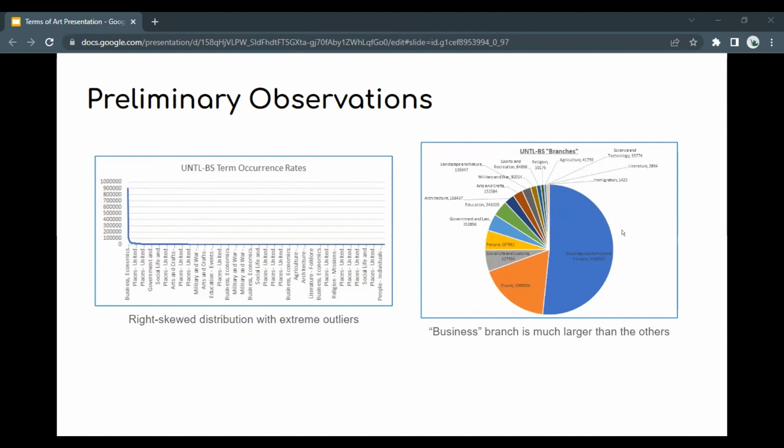but then there was a small handful that were used at an extremely high rate, over 100,000 times. And furthermore, because 4 of these extreme outliers came from the same main branch, the business, economics, and finance branch, that one part of the schema far surpassed all of the others in terms of size, which you can see on the pie graph on the right. It's more than half, that blue business, economics, and finance section.